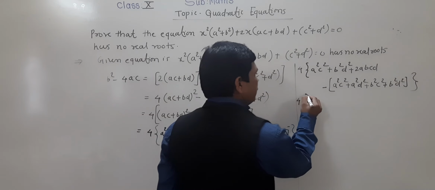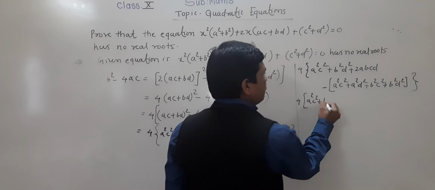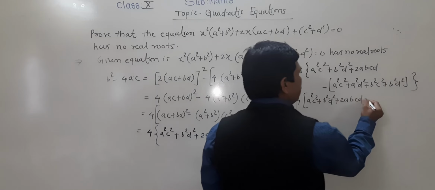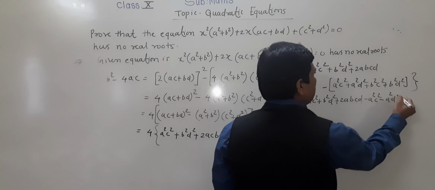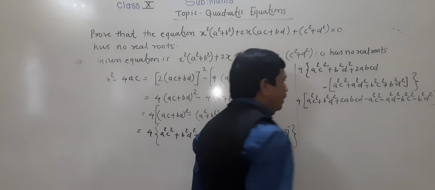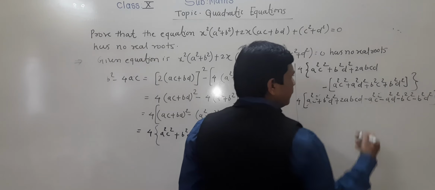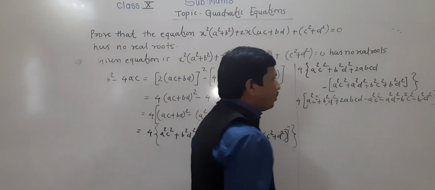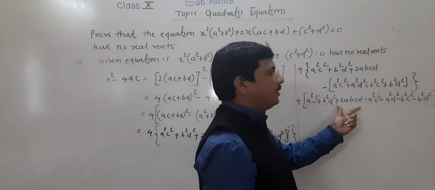So 4 I am keeping as it is. What is remaining here? Bracket A square C square plus B square D square plus 2ABCD, minus A square C square, minus A square D square due to this minus sign the signs will change, minus B square C square, minus B square D square. Now additive inverses we will cancel: plus A square C square and minus A square C square cancel, minus B square D square and plus B square D square cancel. Now what is remaining here? Minus A square D square, minus B square C square, and plus 2ABCD, that is remaining.